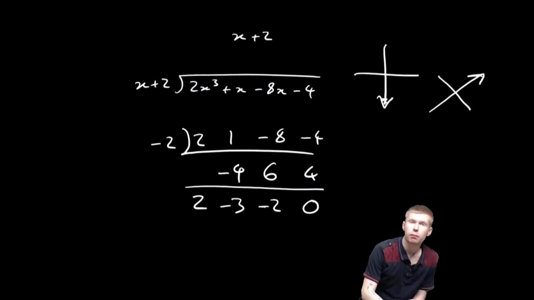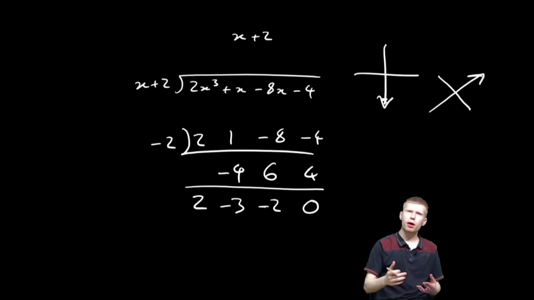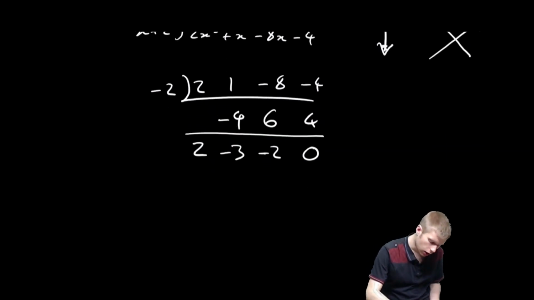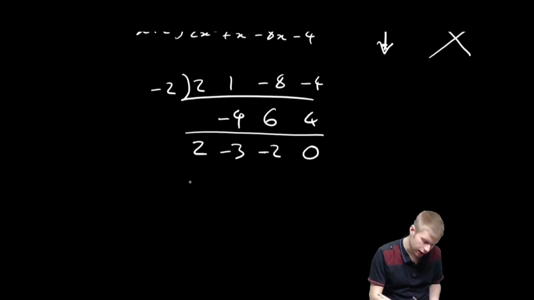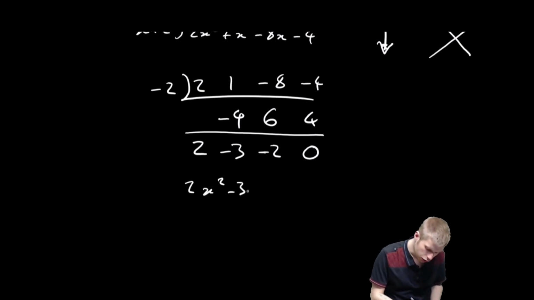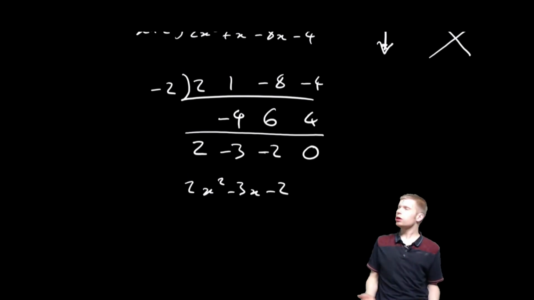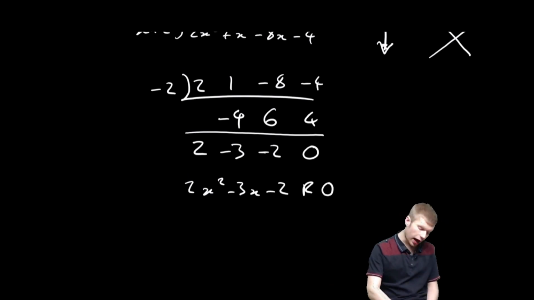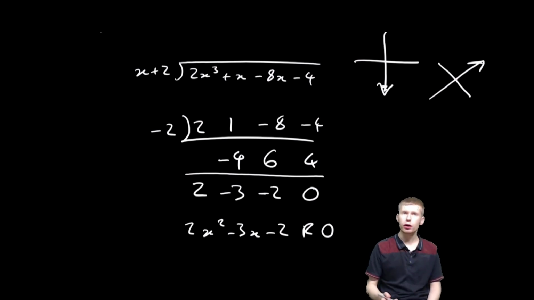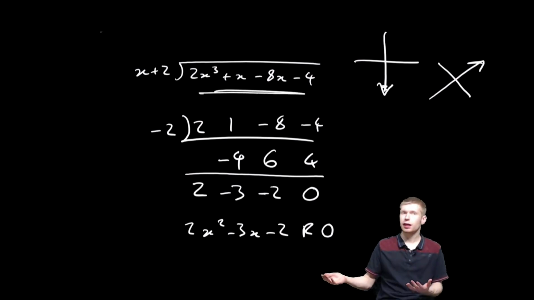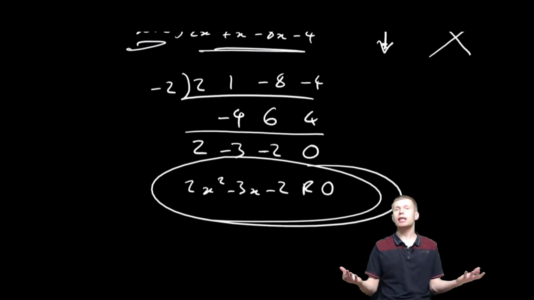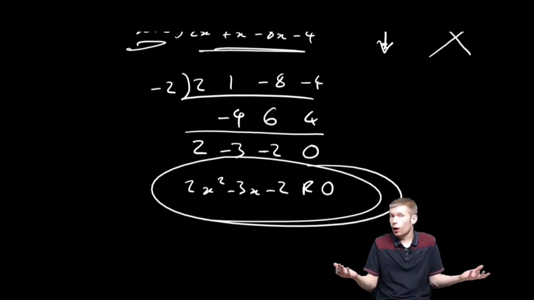Now, what do all those numbers mean? Well, remember that I'm after something which is an x squared. So this is the coefficient of my x squared. So I've got 2x squared minus 3x minus 2. What does that 0 mean? Well, it's just my remainder. That's my remainder 0. So when I do x plus 2, I'm taking my cubic and dividing it by my factor, and that's what I end up with. As you can see, that is exactly the same as what I got in the last video.